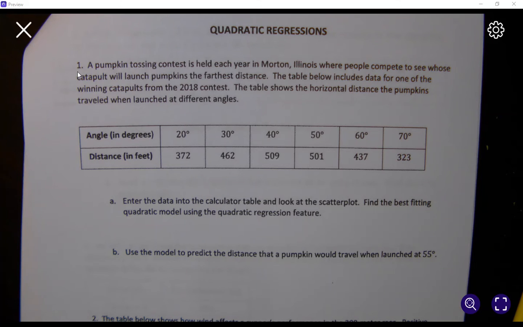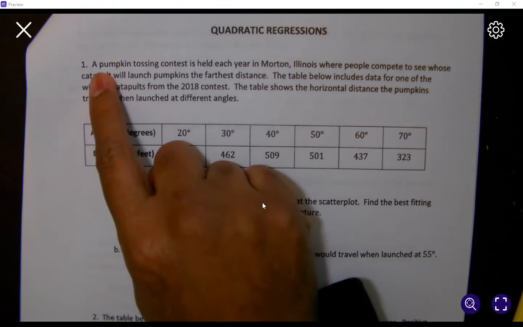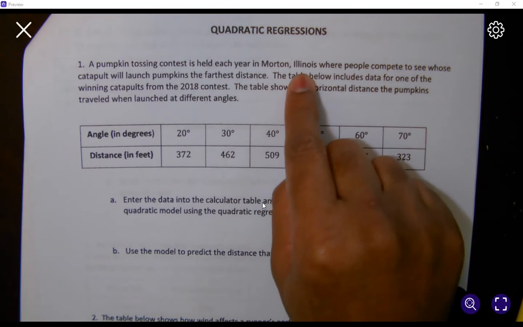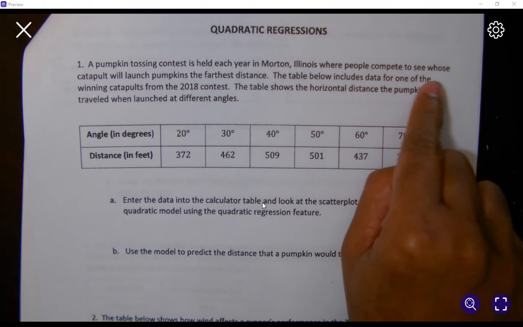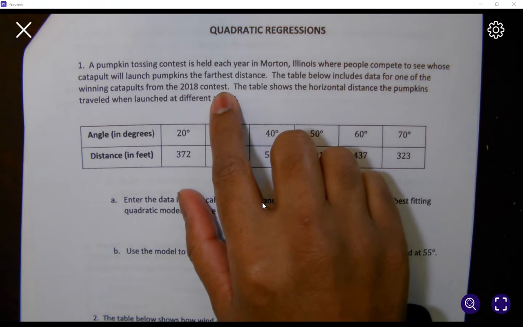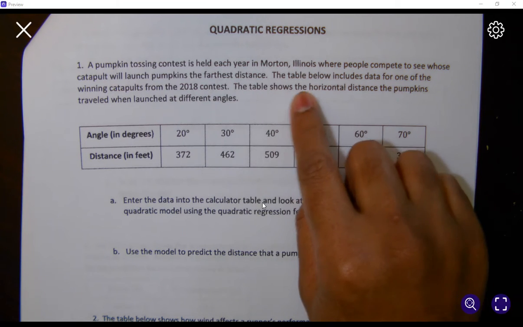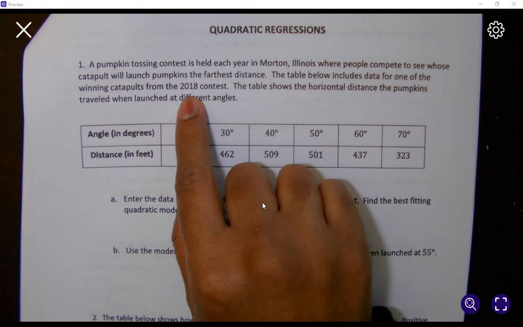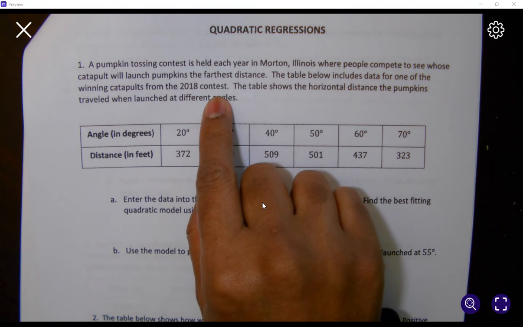Alright, so here's problem number 1 on page 10. It's saying a pumpkin tossing contest is held each year in Morton, Illinois, where people compete to see whose catapult will launch pumpkins the farthest distance. The table below includes data for one of the winning catapults from the 2018 contest.